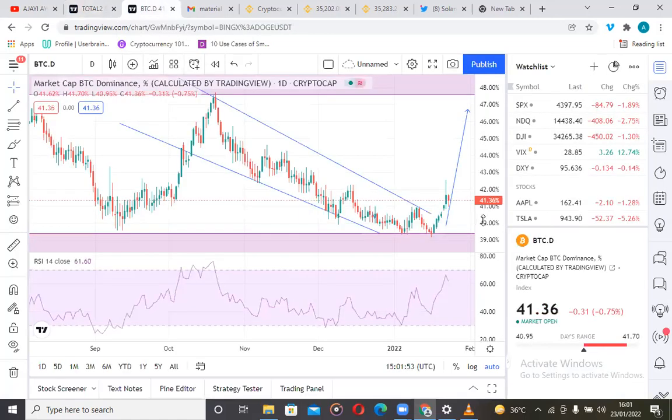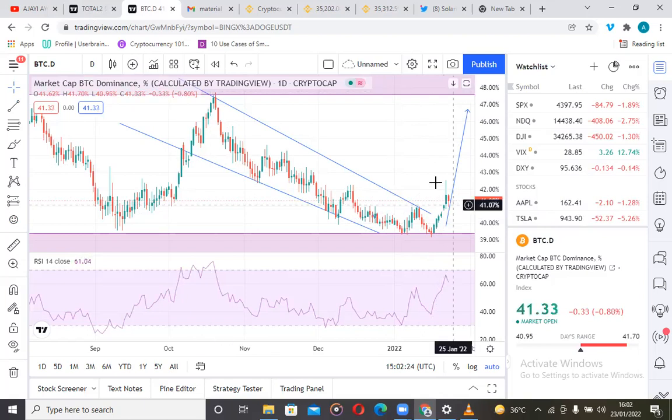Now see this one. The reason why there is a dip in the market is because this one is rising. This BTCD is rising. And if you check the market value, I see it's rising. Now whenever this BTC dominance is rising, the whole market cap will be going down.